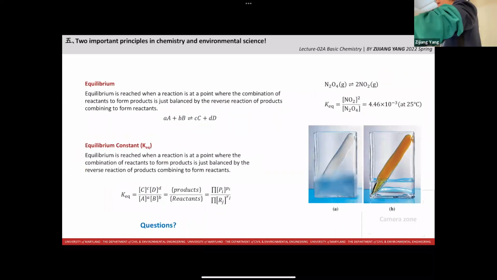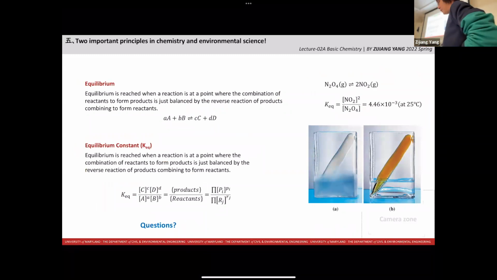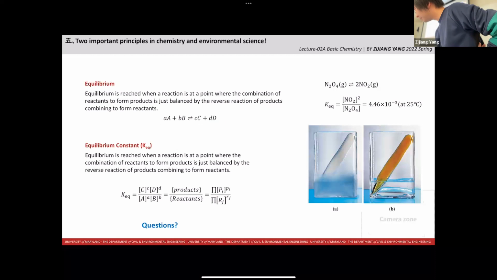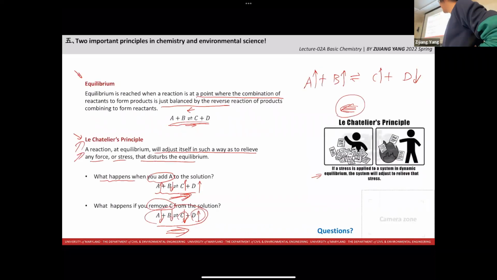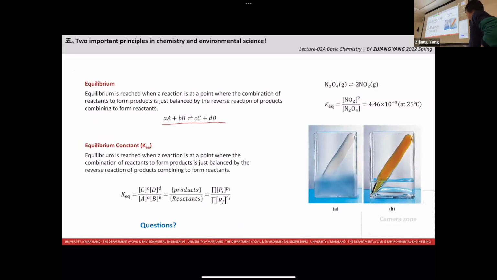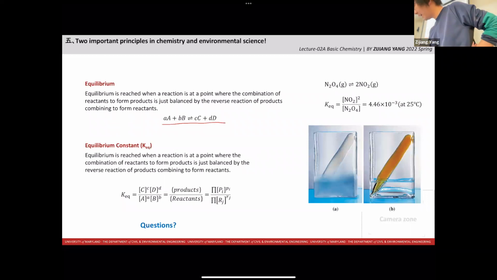Okay, next, more about equilibrium. This is a simple form, but to be more specific, we know that for a chemical reaction, there is a coefficient before each species. So a more general form could be this one. And for this one, we can have a parameter to describe the equilibrium, which is the equilibrium constant, K_eq.